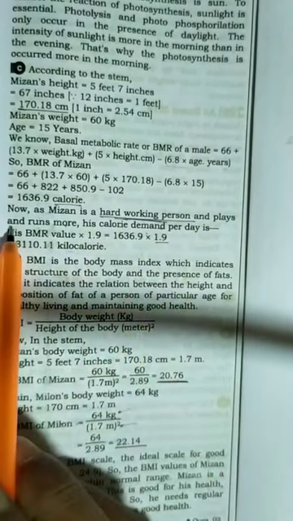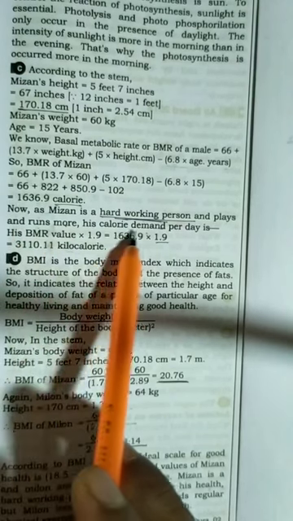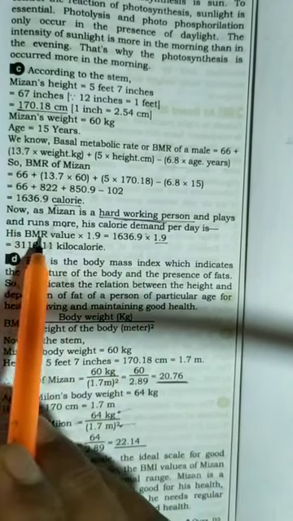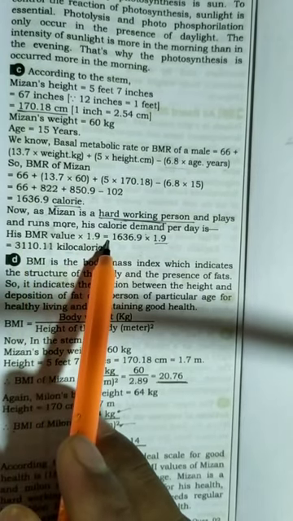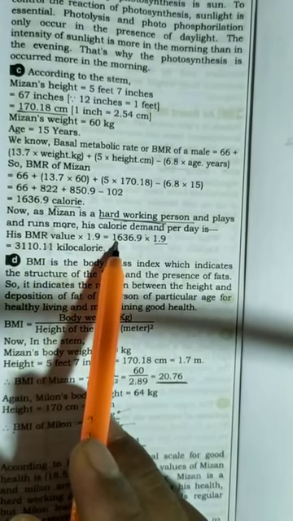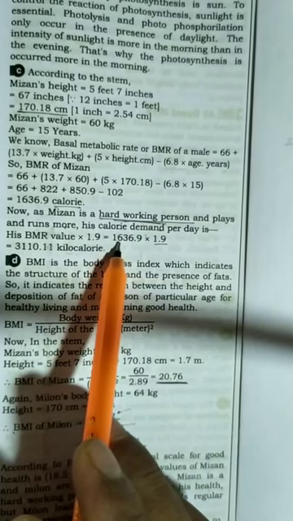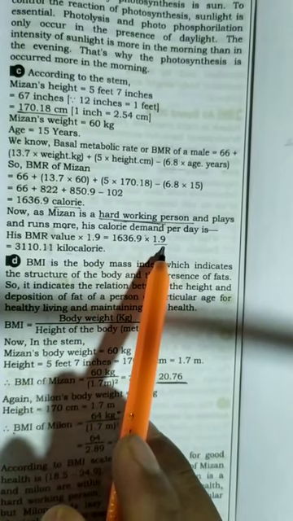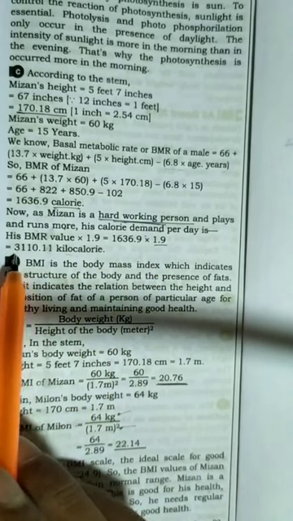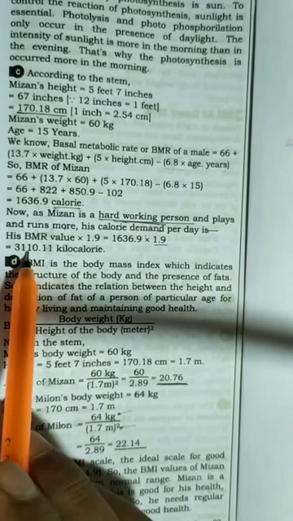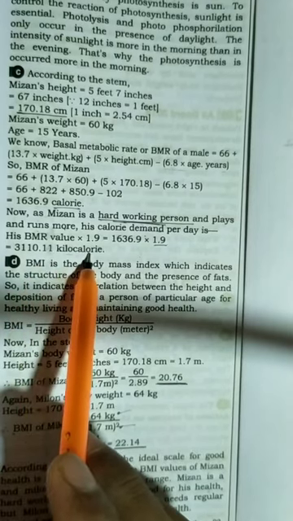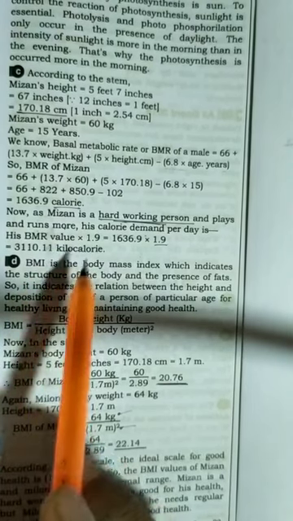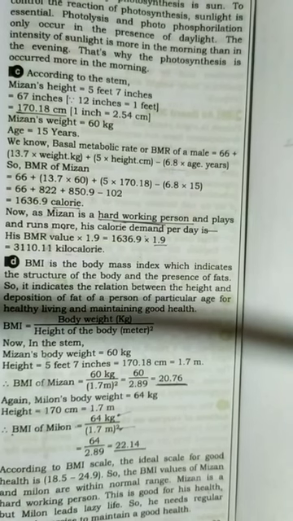Now, as Mizan is a hard-working person and plays and runs more, his calorie demand per day is his BMR value times 1.9. So 1636.9 times 1.9 equals 3110.11 kilocalories. This is the per day calorie demand of Mizan.